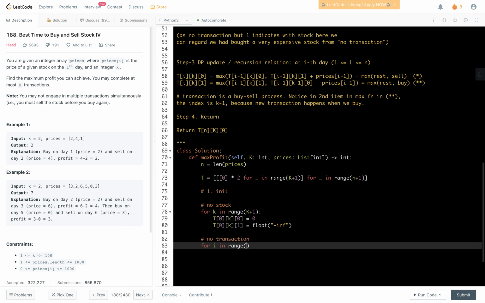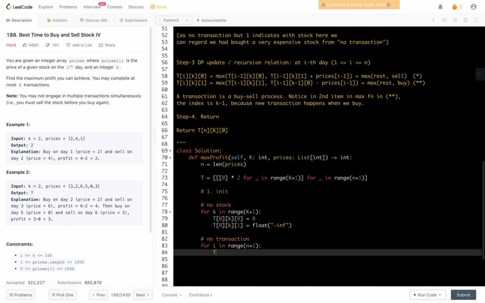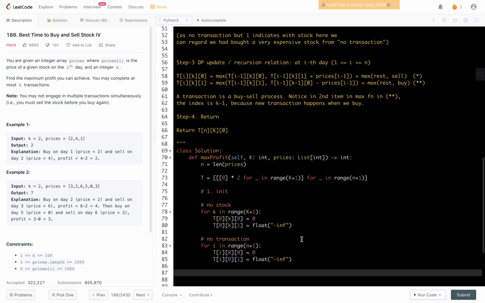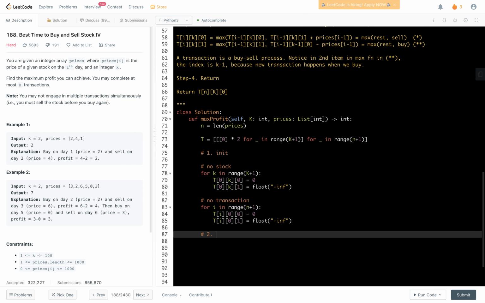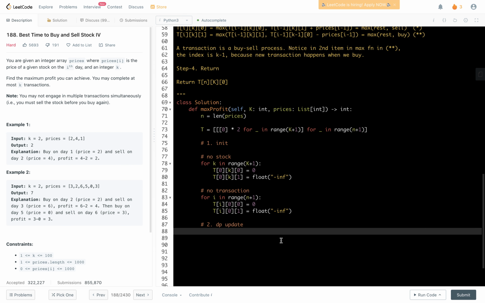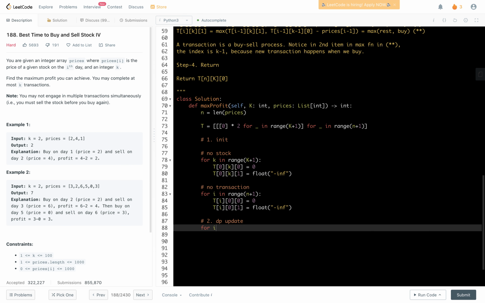Another case about the initialization is no transactions. In this case, we set for each day, for i in range m plus 1, T[i]. No transaction corresponds to k equals 0. So if we end with no stock, we set this to be 0. And if we have stock, T[i][0][1], we set it to be float negative infinity. So up to now we finished the initialization.